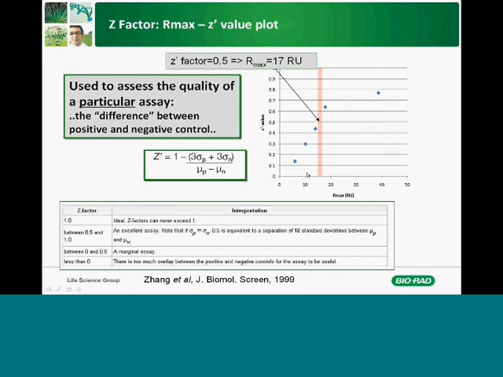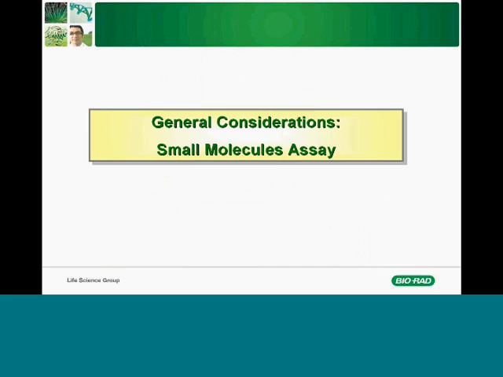And from this line, they concluded that for a Z value of 0.5, you need an Rmax of 17. So every surface having an Rmax above 17 would be considered excellent. Below that is also good, but it will have a slightly lower Z factor. And that was it from Japan.